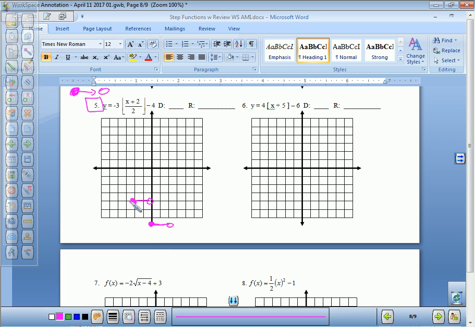So since I'm straight off the graph, I've got to go the other direction. So I'm going to go up 3 and back. So I'm repeating the same exact bar. Up 3 and back. All right, now that's a good graph.